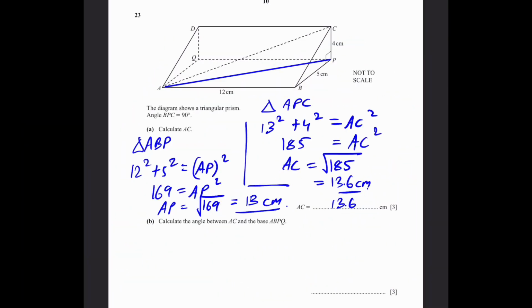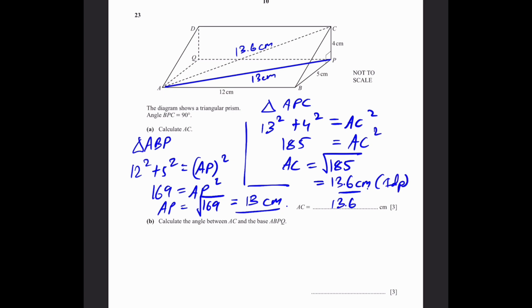Calculate the angle between AC and the base ABPQ. So we can use trigonometry for this. If we use the triangle ACP, this angle between AC and AP, or the angle CAP, that's the one we need to find. So we know that AP is 13 centimeters. AC is 13.6 centimeters. That's to one decimal place, by the way.